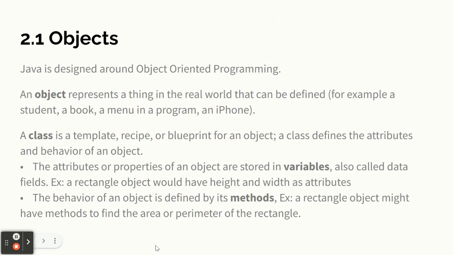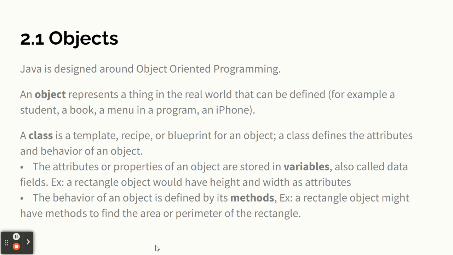All right. So Unit 2 is about objects. And let me give you a little bit of background. Java is an object-oriented programming language. And objects in Java represent real-world things, things that can be defined in the real world, like you could have a book or a student or a menu or a phone or a car. These are things that we can create in software in Java.